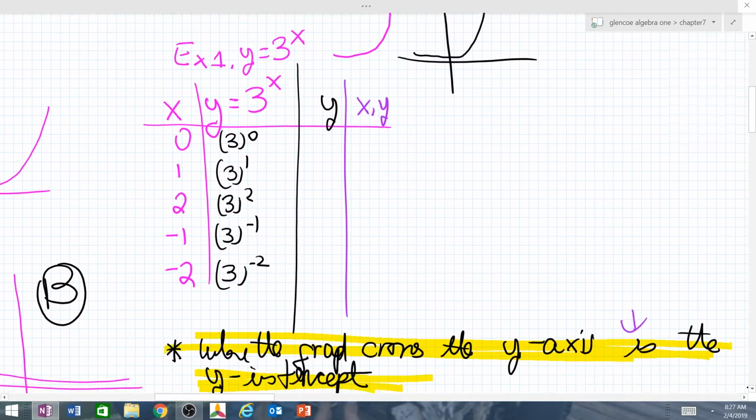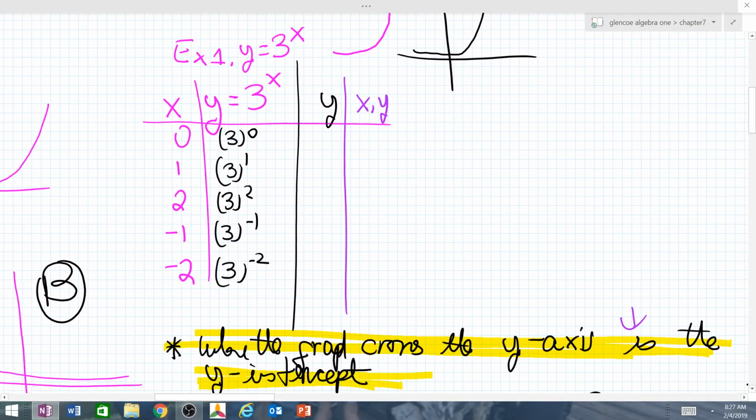So now I make my table and I plug in my points, 0, 1, 2, -1, -2. You could either use your calculator or you could use your brain, whichever works best for you. 3 to the 0 power is 1, 3 to the first power is 3, 3 squared is 9. 3 to the negative first power is 1/3, and 3 to the negative second power is 1/9.